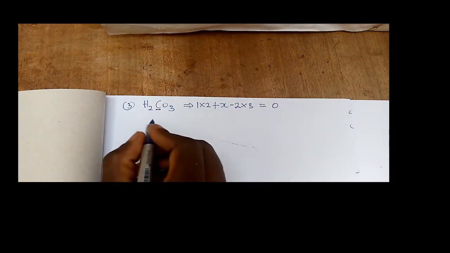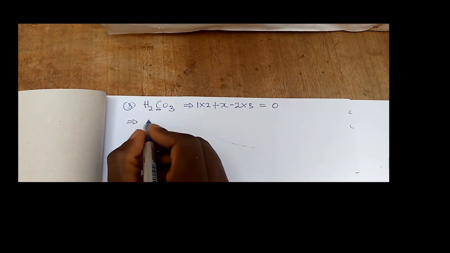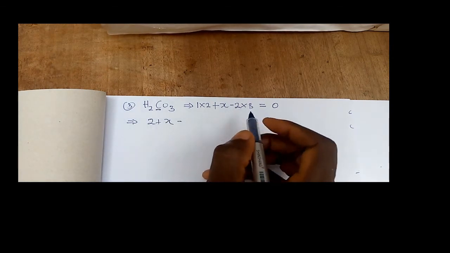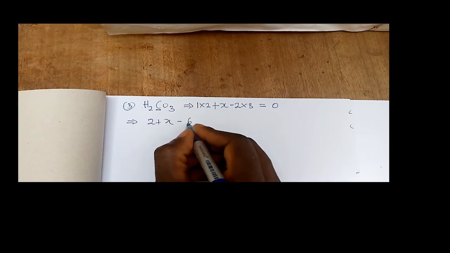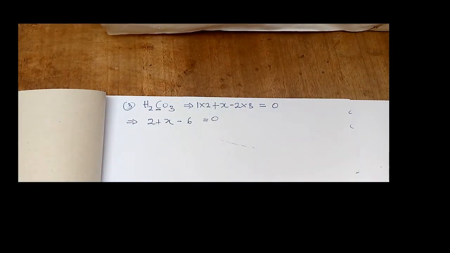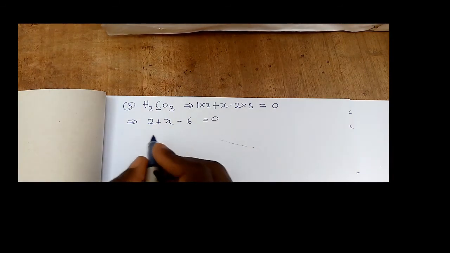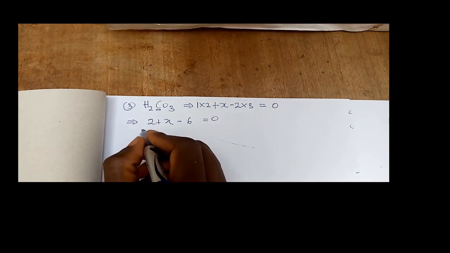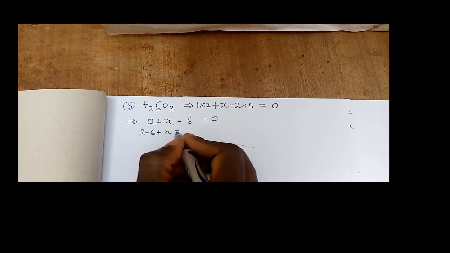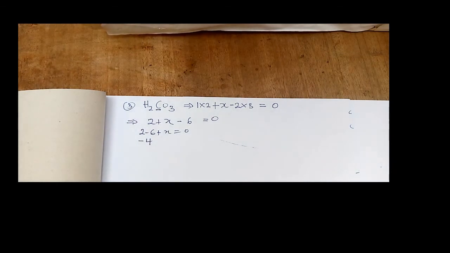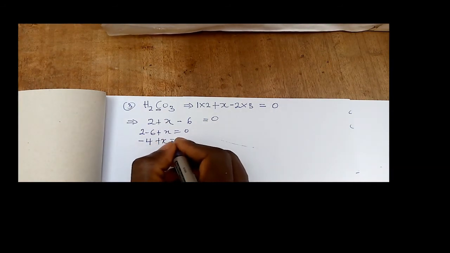So 1 times 2 will give us 2, plus x, minus 2 times 3 will give us -6. Okay, like this should be equal to 0. At this point, we try to group like terms. So we have +2 here, -6 here, plus x is equal to 0, and then we have -4 here because +2 minus 6 will give us -4. So -4 plus x equal to 0 here.